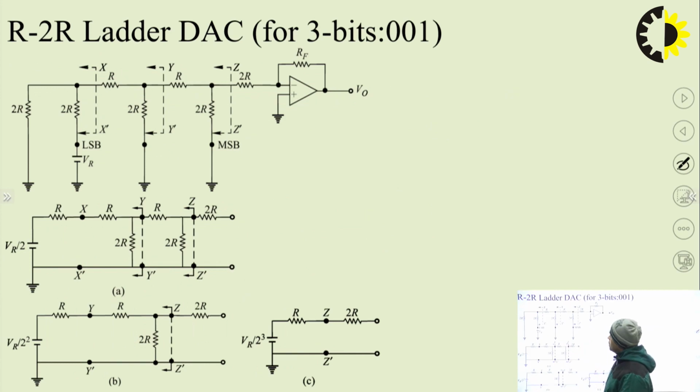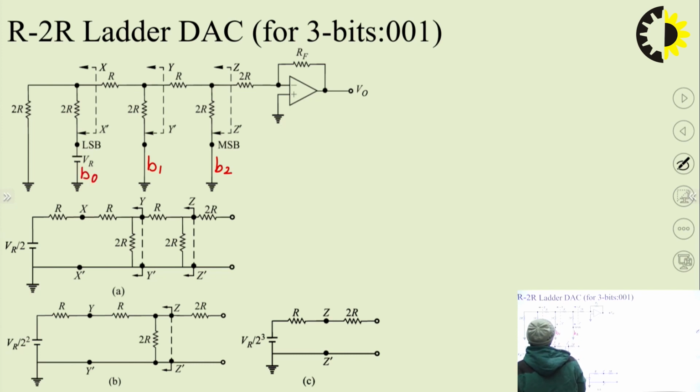That means this could be the structure. This is my MSB B2, this is the middle one B1, and this is my LSB B0: B2, B1, B0. That means 3 branches are there, and this last one is the grounded branch.